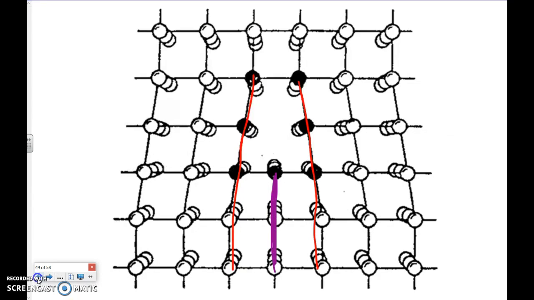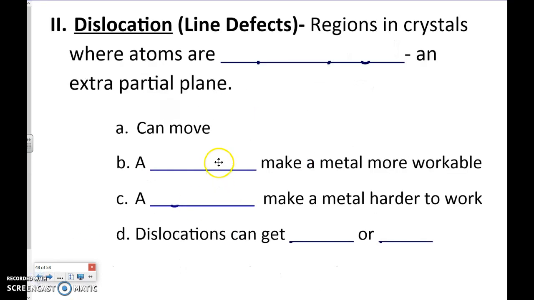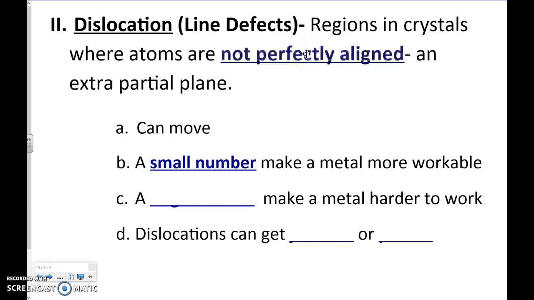Well, because if we have a small number of them, it makes them more workable. Again, those slip planes coming back. More slip planes is good. So having those line defects, those dislocations, can actually push those slip planes along. So it makes it more workable.